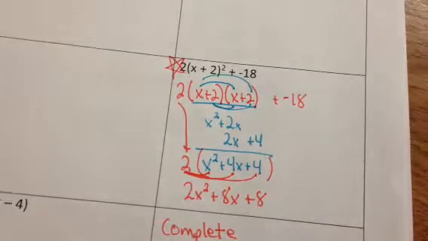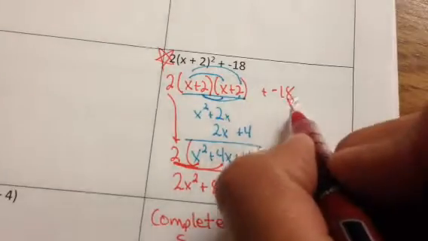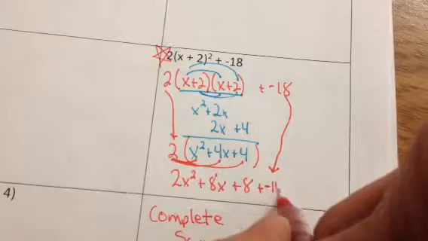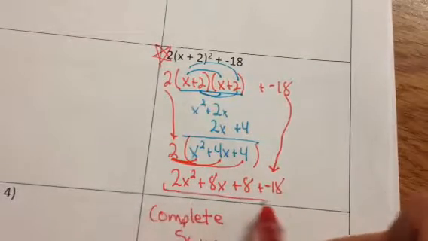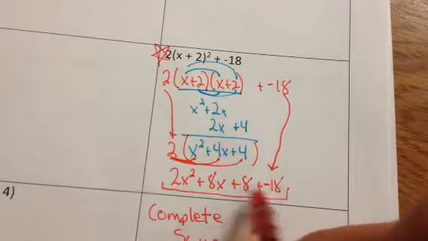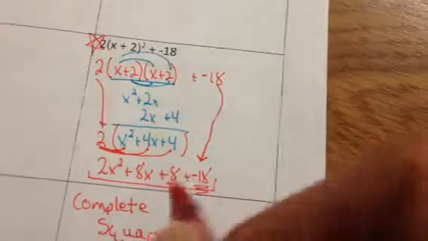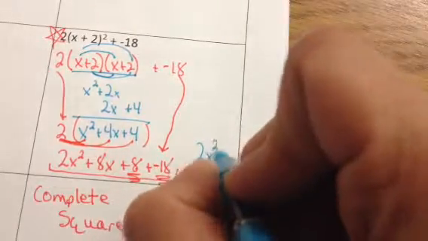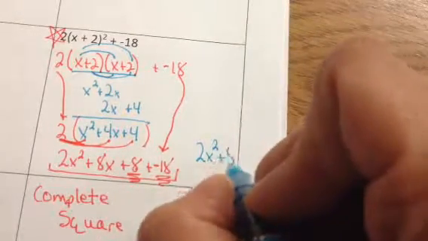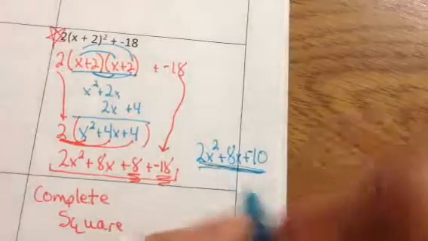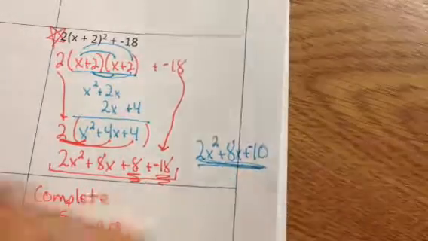So all the neighbors have met, and now, by goodness, don't forget this negative 18. He's coming down and hanging out, and I'll want to see how I can clean this up. I notice that I have some like terms of 8 and negative 18, and I can add these up so that when I'm done, my final answer is 2x squared plus 8x plus negative 10. So this is now our standard form. So I'm going to take this, I'm just putting it over here.